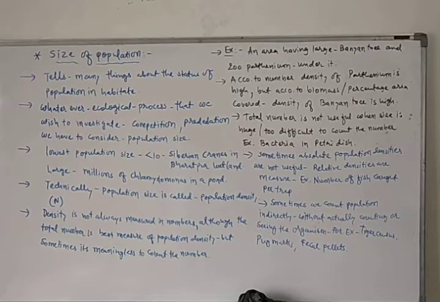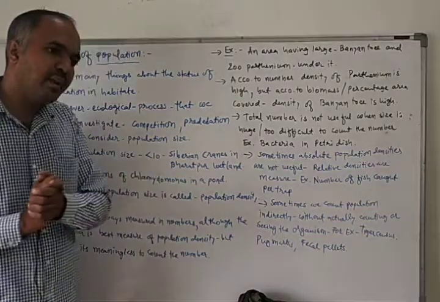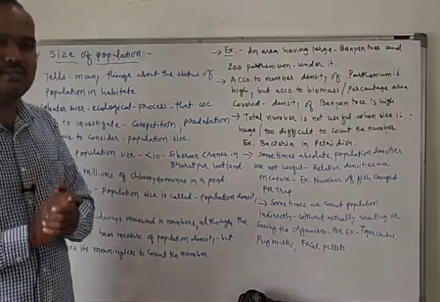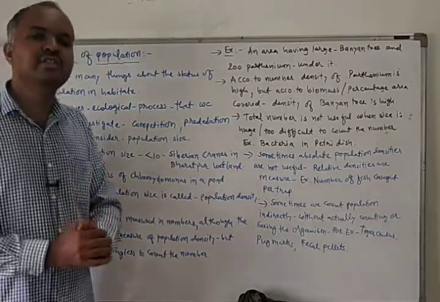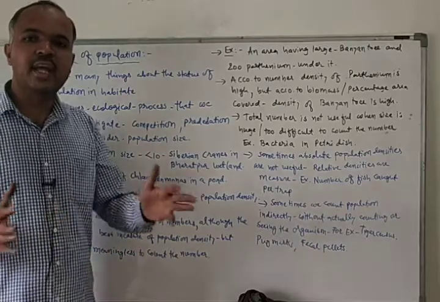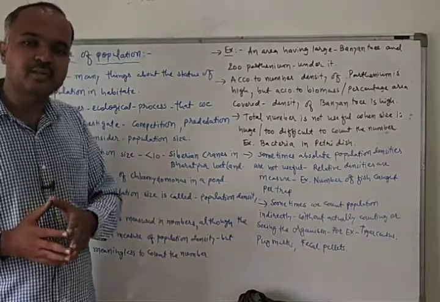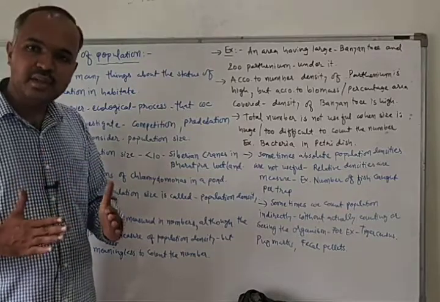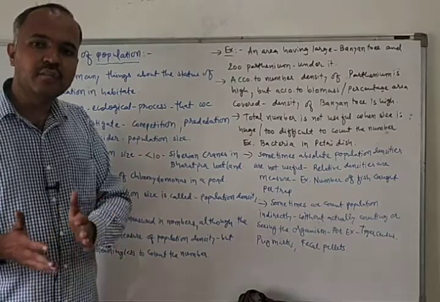Hello students, in the last video we discussed the definition of population, then we saw examples of population, then we talked about some population attributes which are not found in individuals, and then we discussed age distribution and different age pyramids, and we saw there are three types of age pyramids: cone shaped age pyramid, bell shaped age pyramid, and urn shaped age pyramid.